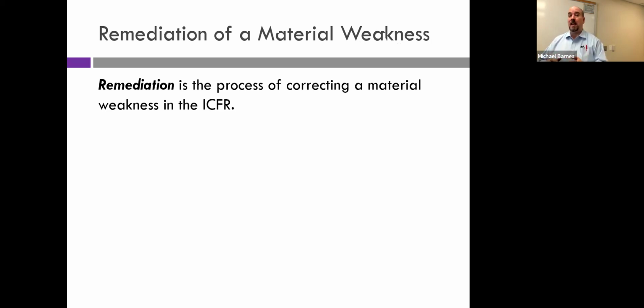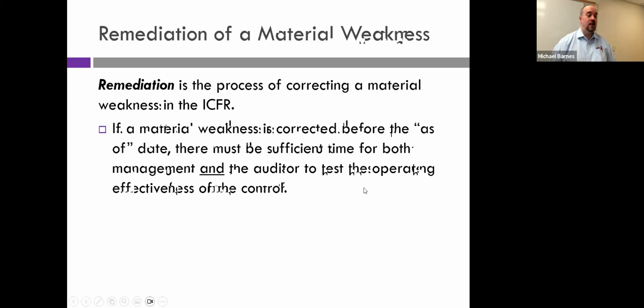In order to remediate a material weakness, two criteria have to be met. The first criterion: it must be corrected before the as of date, which would basically be the balance sheet date, or sorry, not the balance sheet. The as of date would be the issuance of the financial statements.